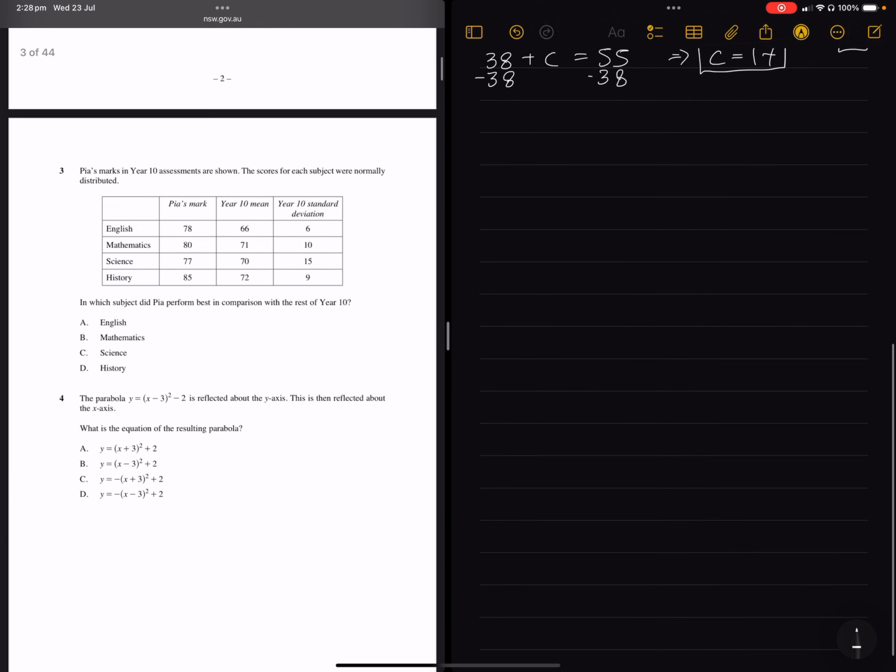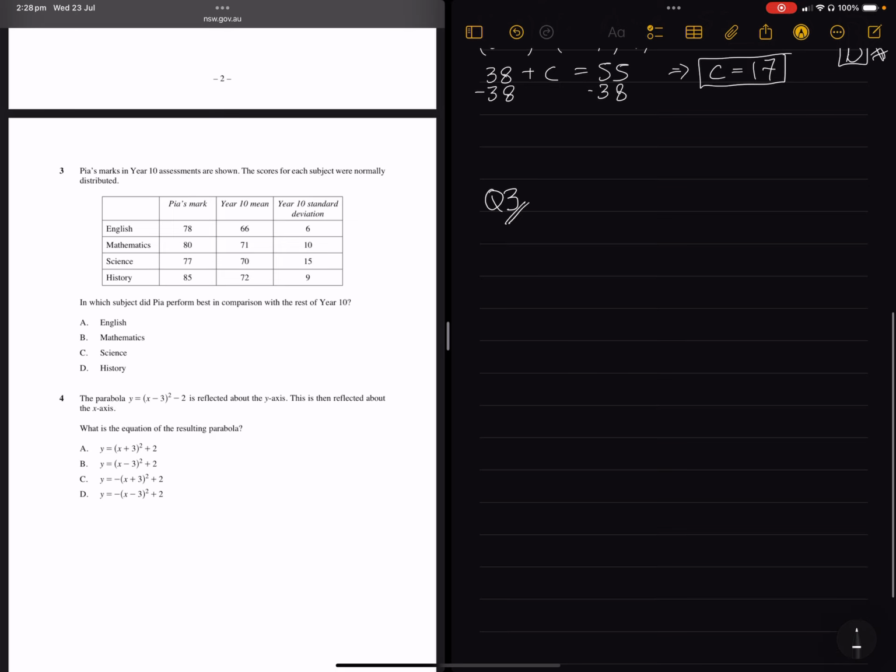All right, question 3. We are told Pia's marks in Year 10 assessments are shown. The scores for each subject were normally distributed. In which subject did she perform best in comparison with the rest of Year 10? So we need to find her z-score.